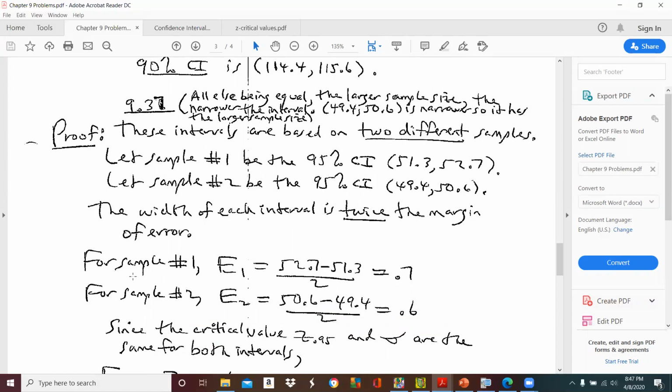So for sample number 1, the margin of error is going to be half of the difference between these two numbers, because the difference between these two numbers is twice the margin of error. To get the margin of error, we just subtract the two endpoints and divide by 2. We get 0.7. And we do the same thing for sample number 2. We subtract these two endpoints, divide by 2, and we get the margin of error is 0.6.